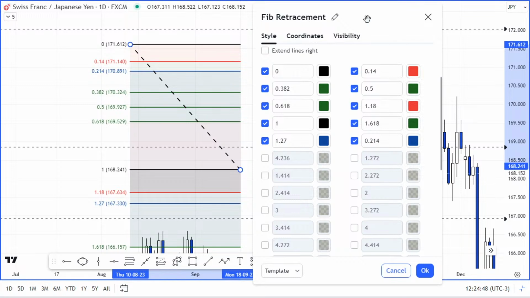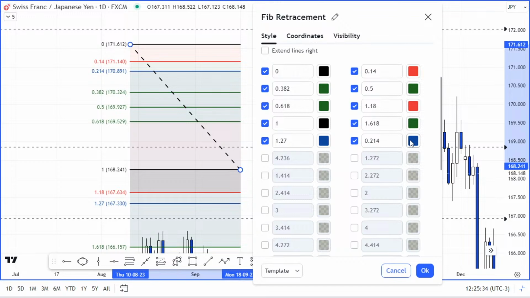There is no right or wrong. Yes, JForex has a different scale, alright? It's all the same. It's just different numbers. So we have 0, 0.382, it's green, 0.618, it's green, 1, it's black, 1.27 is blue, 0.14, it's red, 0.5 green, 1.18 red, 1.618 green, and 0.214 is blue.